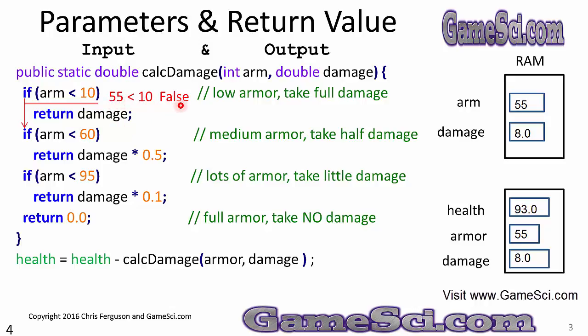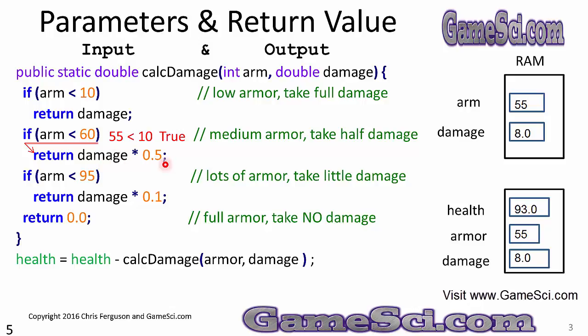55 less than 10 is a false statement, so I have a fair amount of armor. As a false statement, I will fall through to this next if statement and check it. 55 greater than 10 is very much a true statement. It looks like I have a medium amount of armor. What I want to do is calculate my damage at 50%.